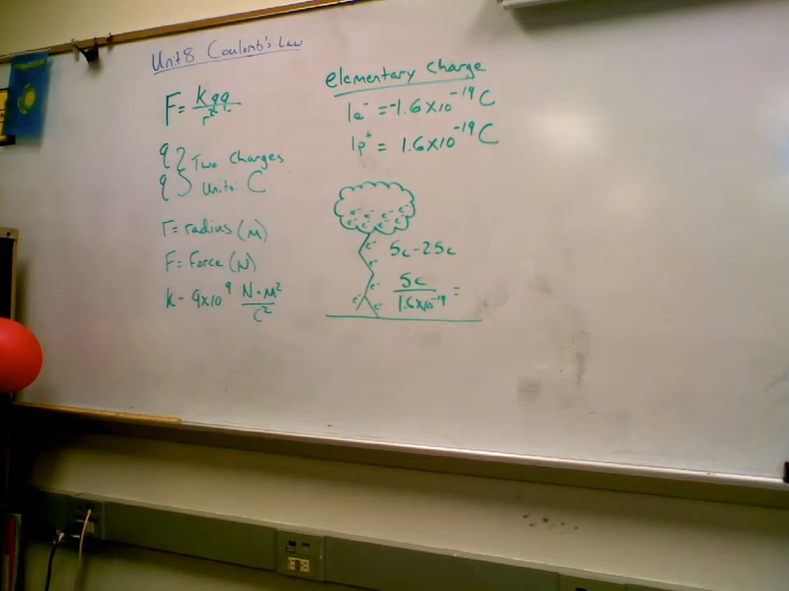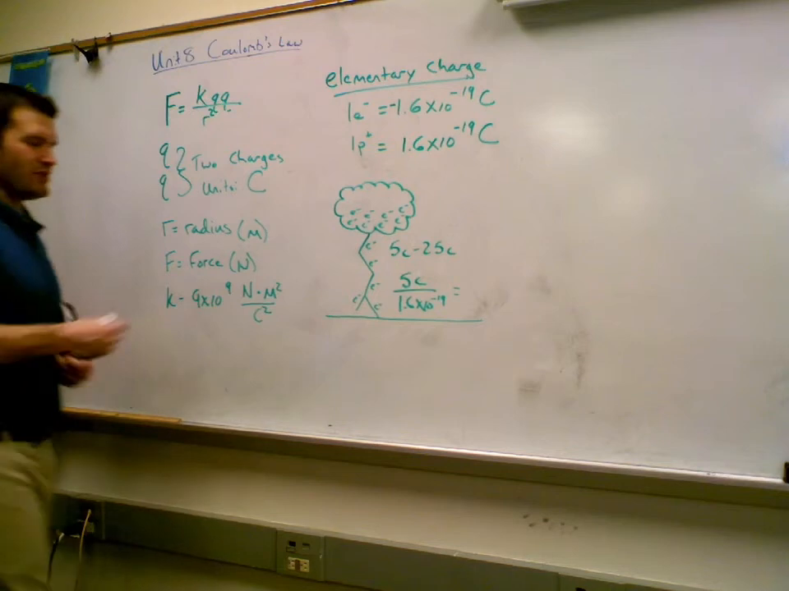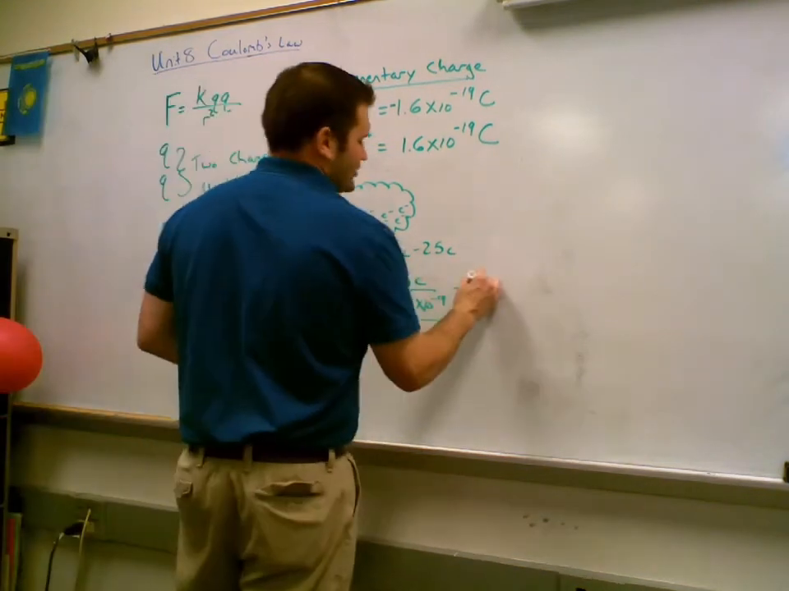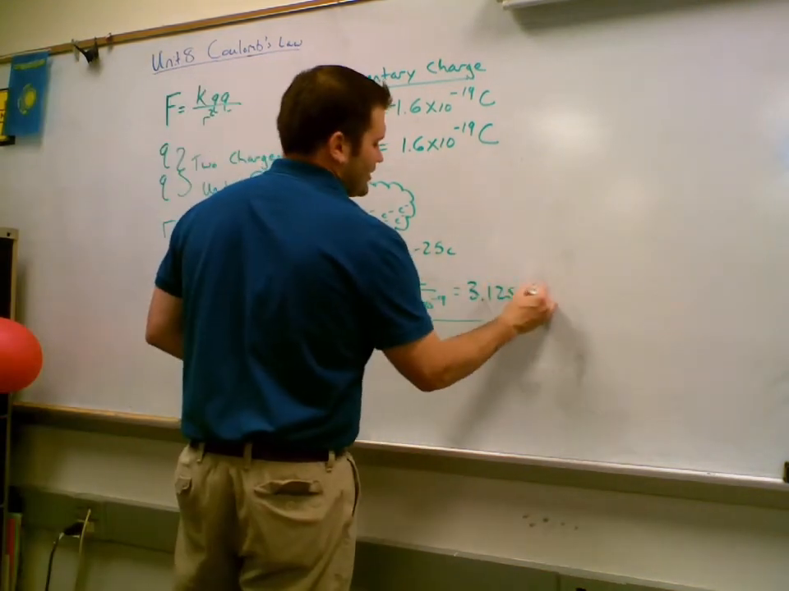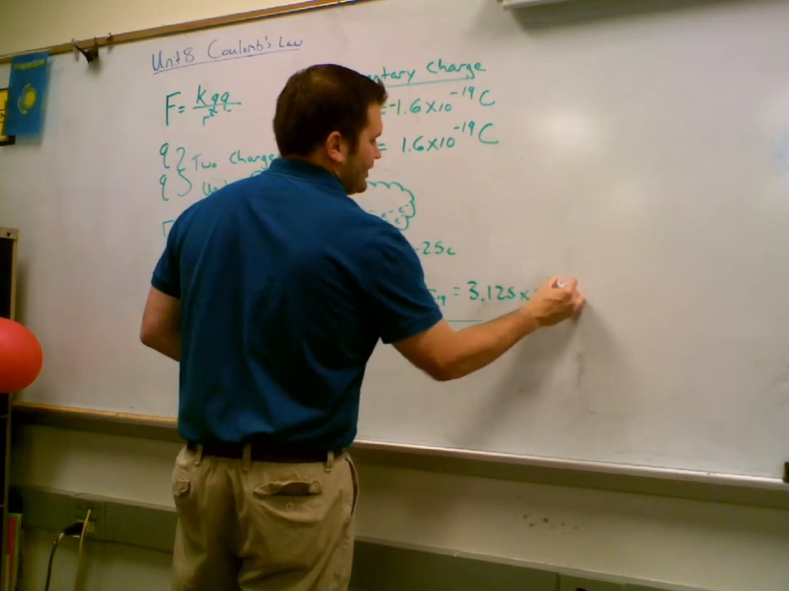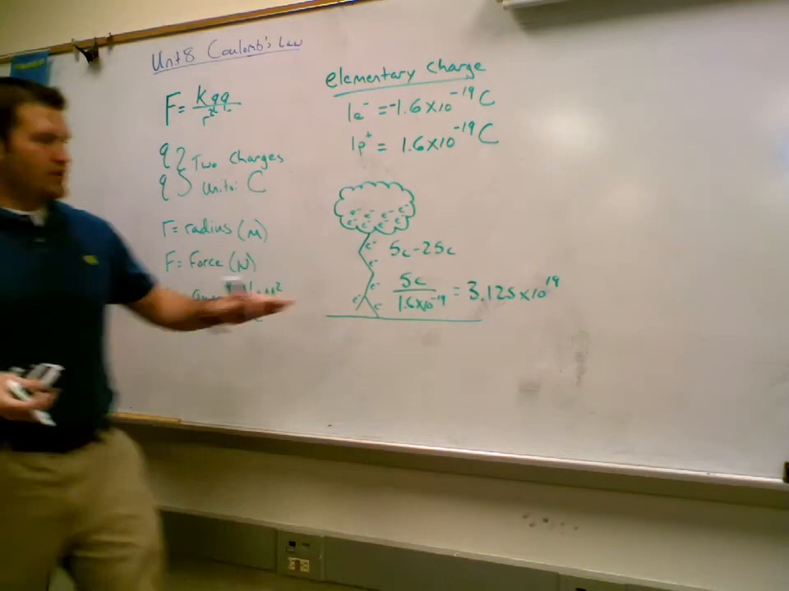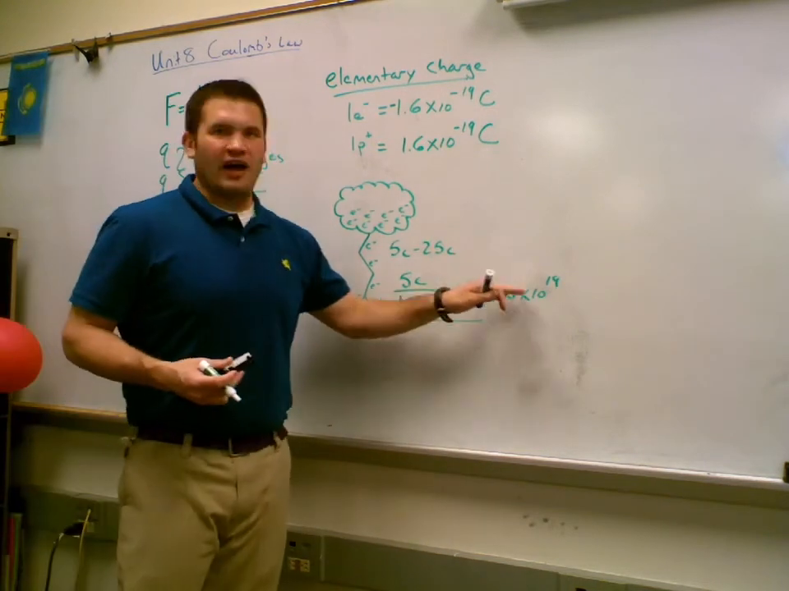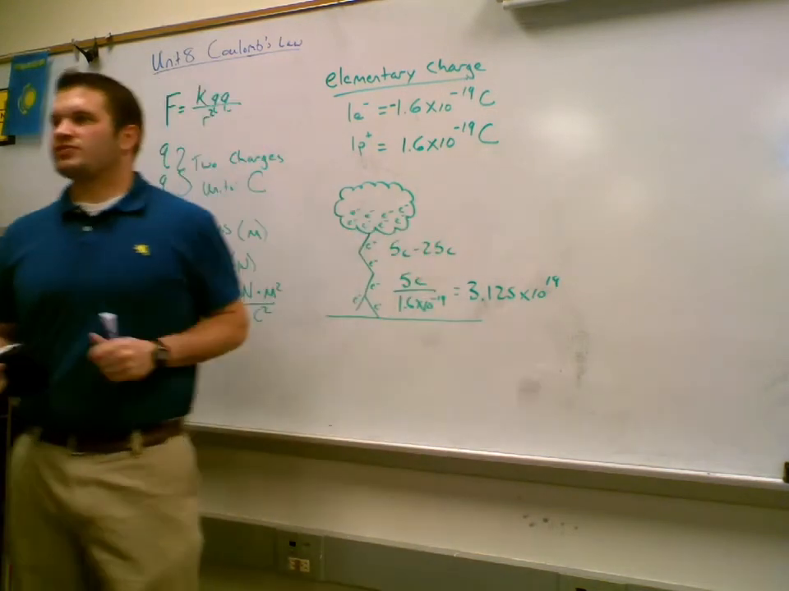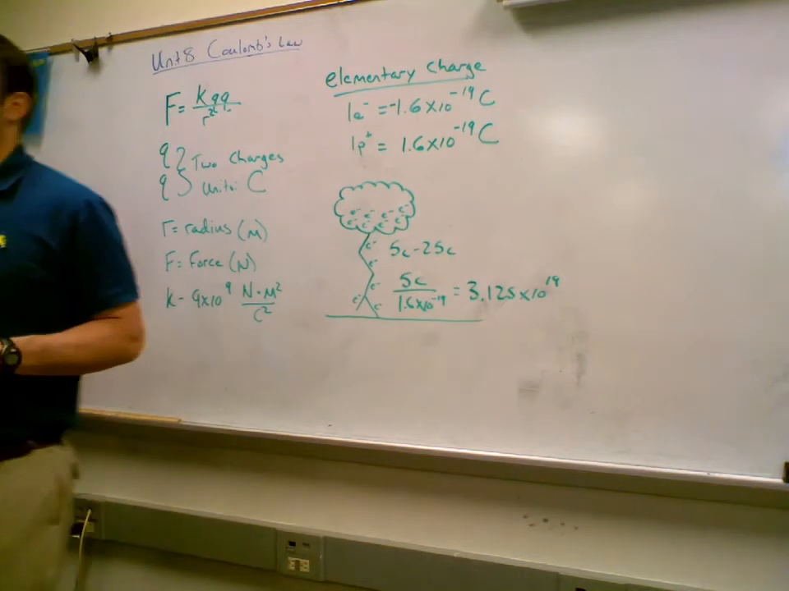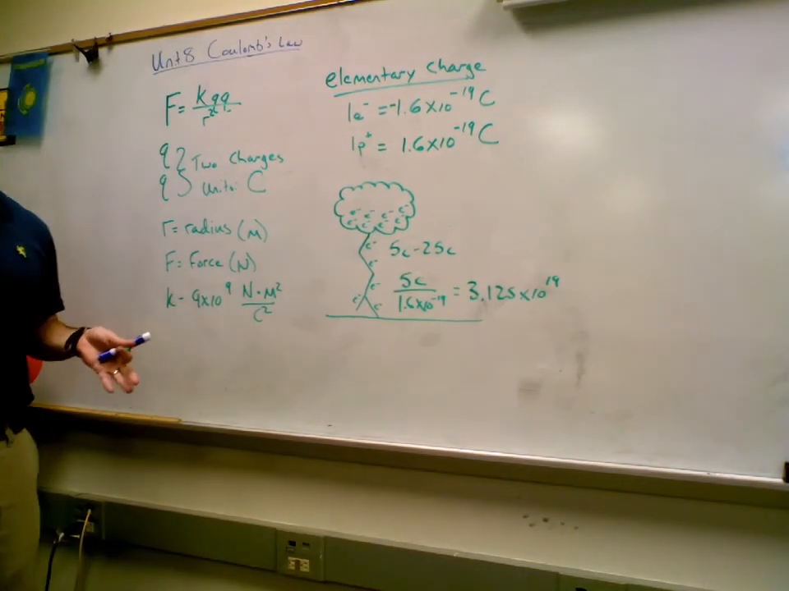Is it going to be a big number or a small number? Big or small? It won't be a little one. It'll be a big number. So it's 3.125 times 10 to the 19. So that's 3.125 followed by 16 zeros. All right, that's a lot of electrons.